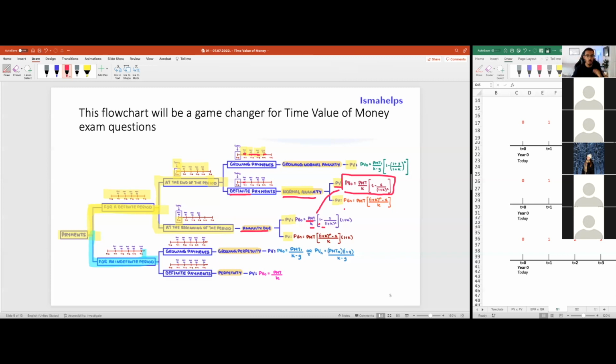Tell me, what is the difference between the normal annuity present value formula and the annuity due present value formula? Bianca says it's 1 plus K. More people, can you tell me what the difference is? William says yes. One more person. I guess I'll ask Waleed. Waleed, what's the difference?